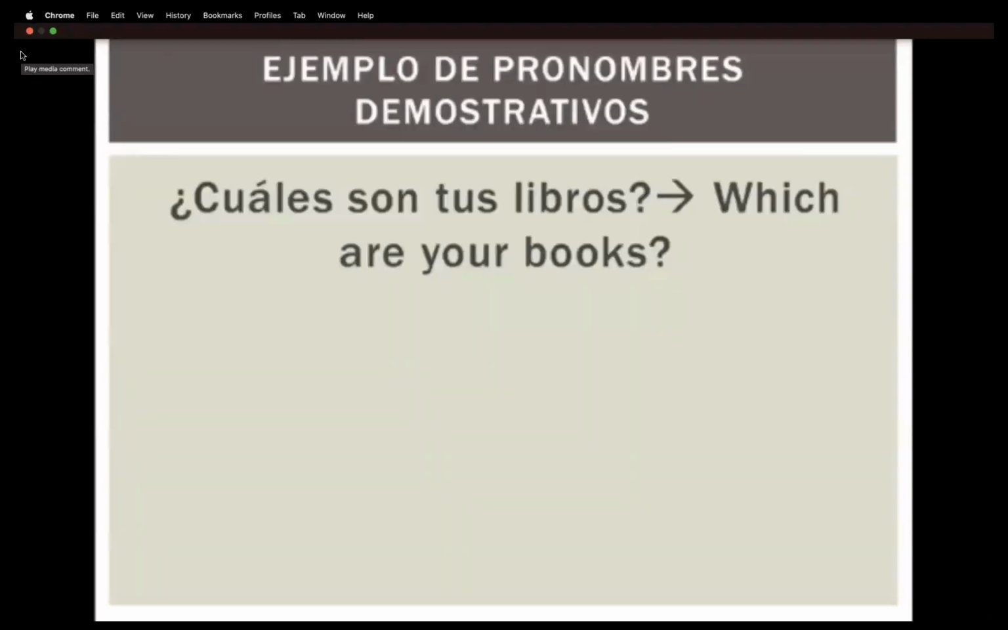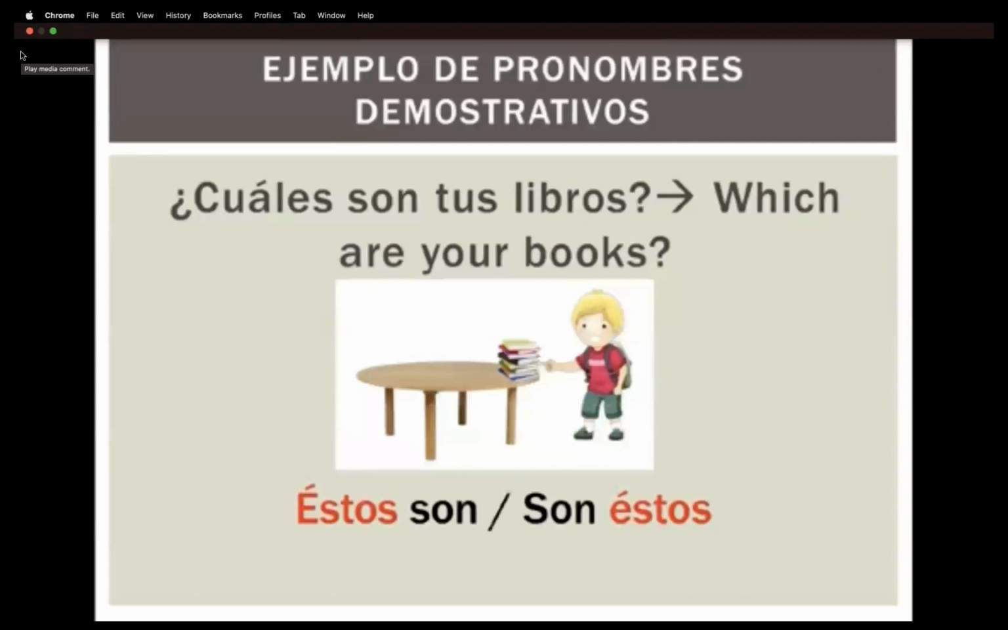¿Cuáles son tus libros? That is, which are your books? To which I could answer, estos son, or son estos. As far as the function of the demonstrative pronouns, they replace the noun. As you can see in our previous example, estos son or son estos, estos is fully replacing the word books.